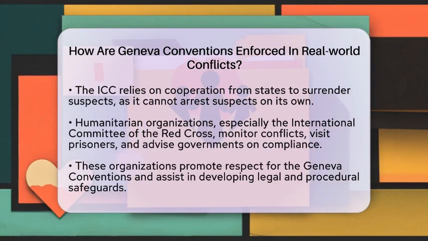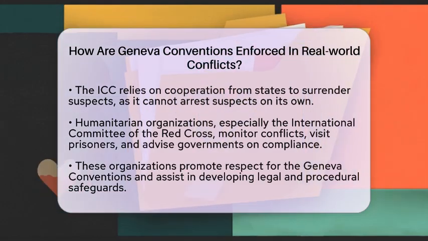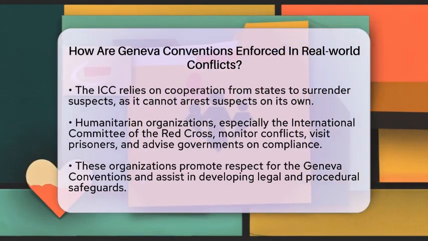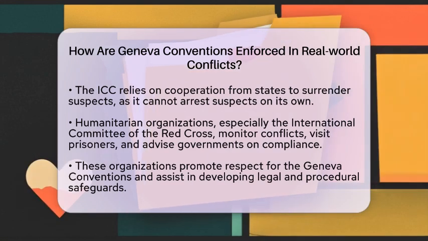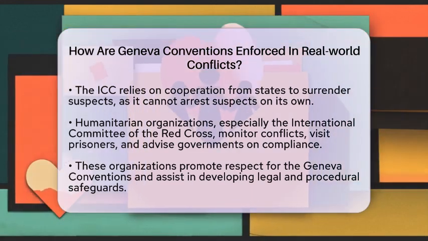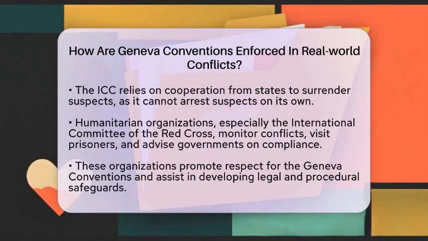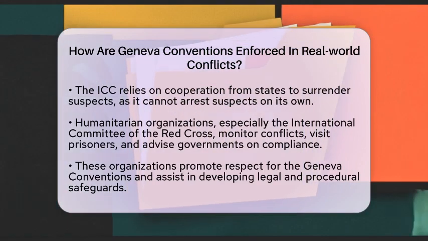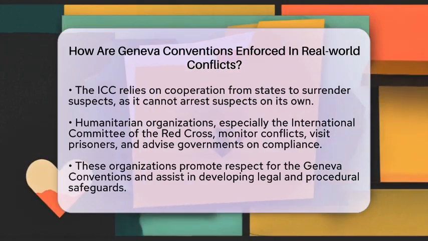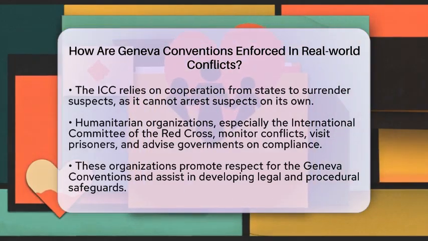Humanitarian organizations, especially the International Committee of the Red Cross, also help enforce the rules. They monitor conflicts, visit prisoners, and advise governments on how to follow international law. They promote respect for the Geneva Conventions and help countries develop laws and procedures to prevent violations.